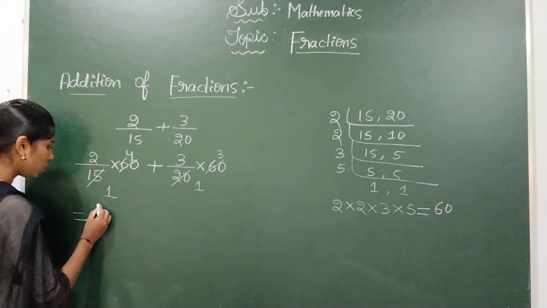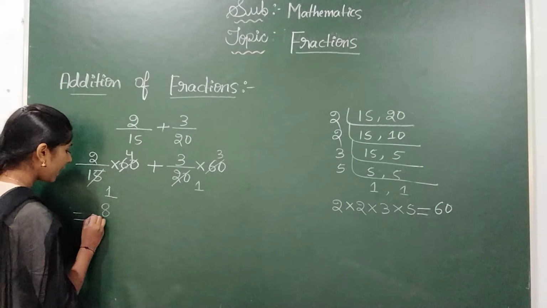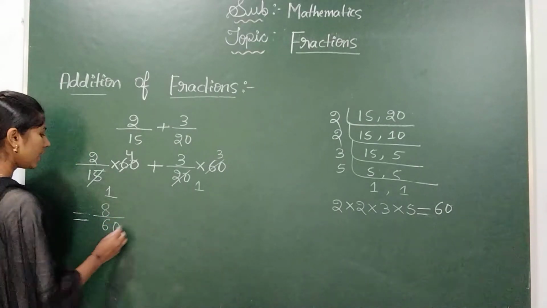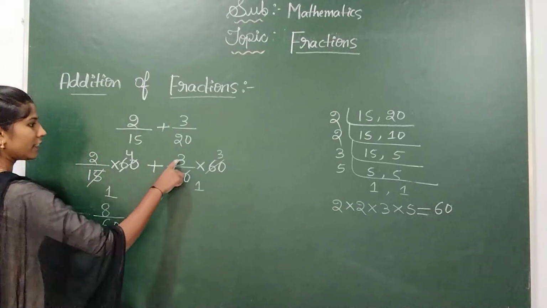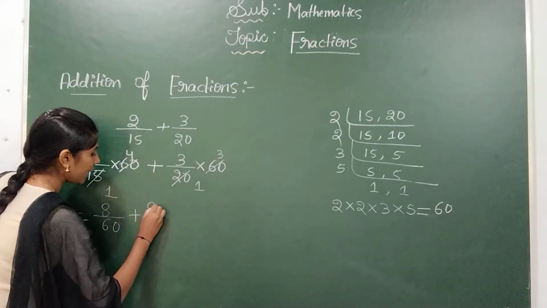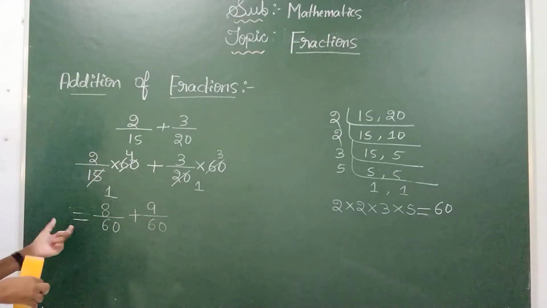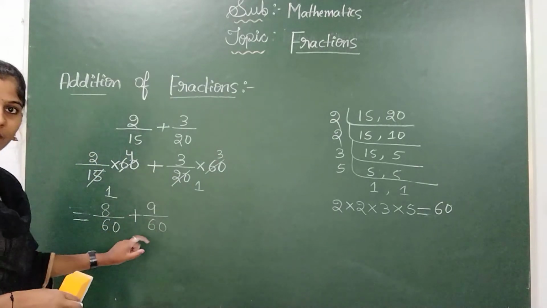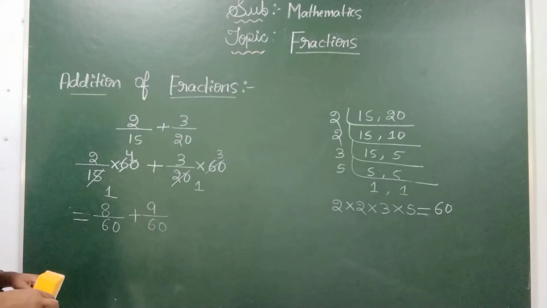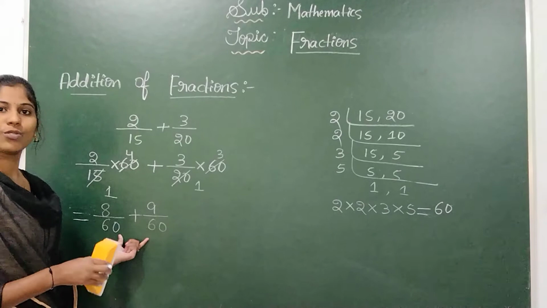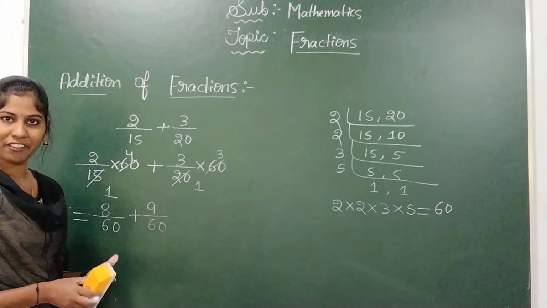What is 4 into 2? 8. 8 divided by the LCM, that is 60. Next, plus 3 into 3. 9 divided by 60. So which fractions are these two? Identify. These two are like fractions. So it is very easy to add like fractions.